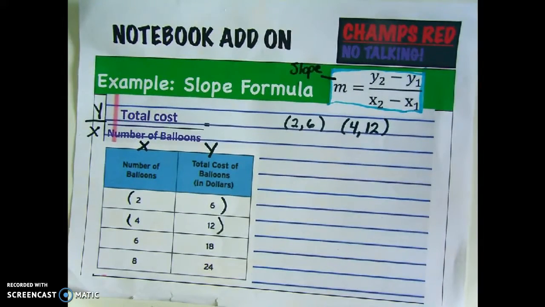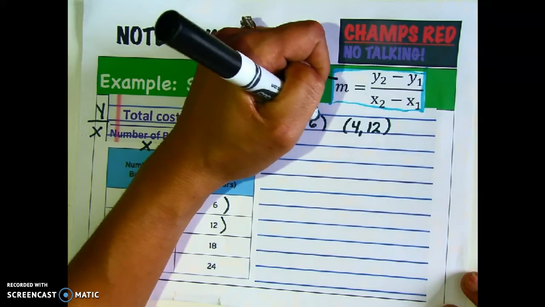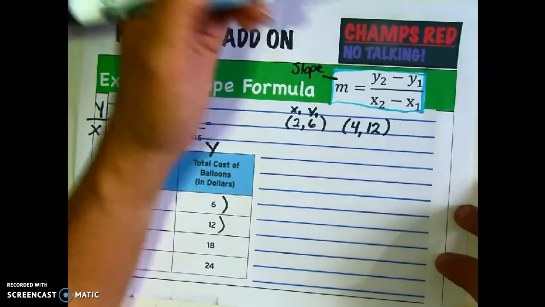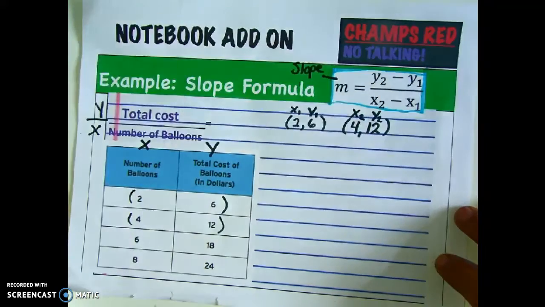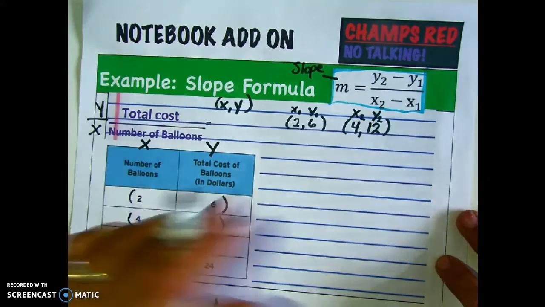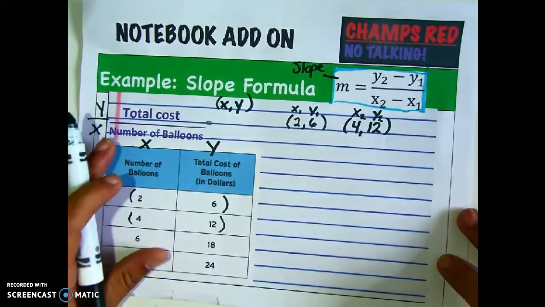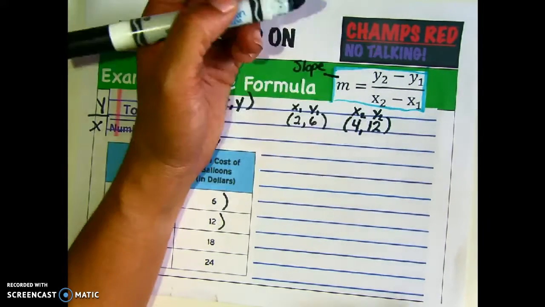Before we can plug it into the formula, we must label the coordinates as first set, x1, y1, and my second set will be represented as x2, y2. That's because our coordinates are represented as x, y. But we have two sets, set 1 and set 2. We want to make sure we separate these sets by labeling them x1, y1, and x2, y2. So I'm going to follow the formula.